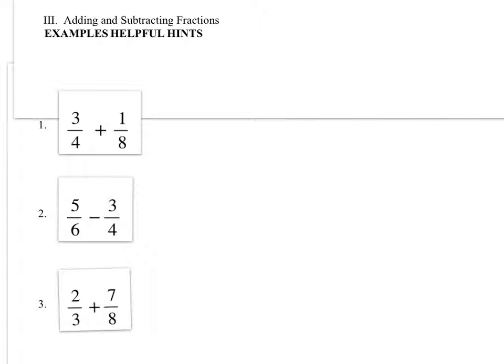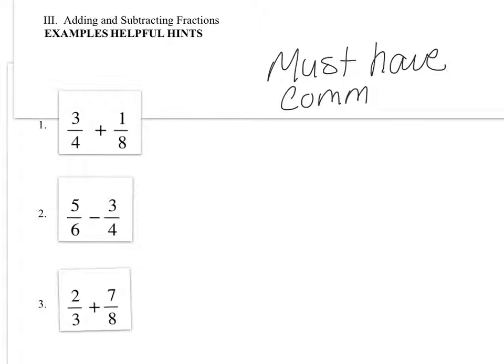And last but not least is adding and subtracting fractions. With adding and subtracting fractions, you have to find a least common denominator. You must have common denominators. If your denominators are not the same, you cannot add them. You have to make them the same.